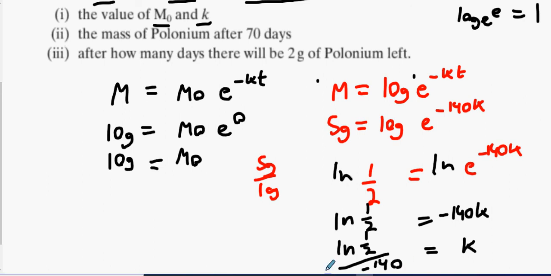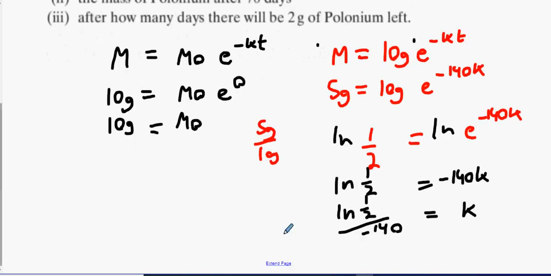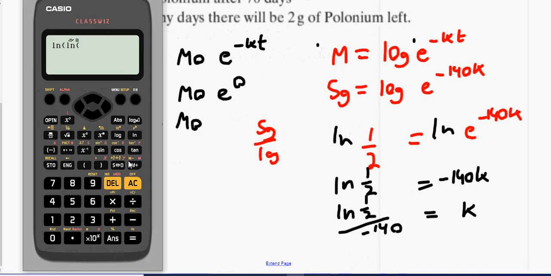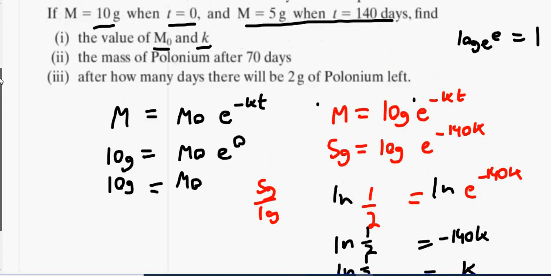What is ln a half over minus 140? You should all do it in the calculator just to practice it this one time. ln 0.5 divided by minus 140. We get a k value of that. Yeah, I literally said that. It is the correct answer. How many zeros are there? Does it say any information on how to round it off? Nope.